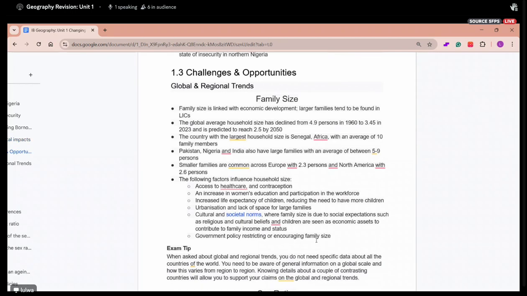And here are the following factors that influence the household size. You have healthcare, increase in women's education and participation in workforce, increased life expectancy of children, urbanization and lack of space for large families, cultural and societal norms, government policies restricting or encouraging family sizes.